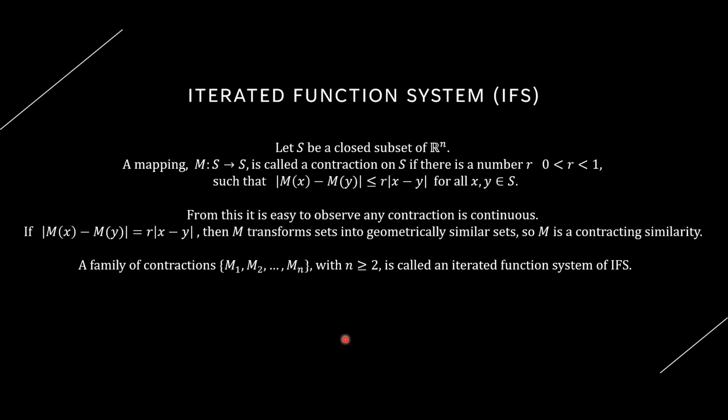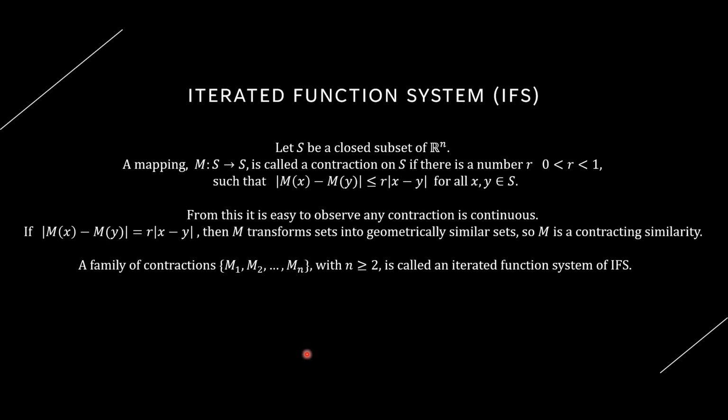A mapping M that takes S to S is called a contraction on S if there is a number R between 0 and 1 such that, applying that mapping to X and Y, the distance between the images is less than or equal to the ratio times the original distance. And this is the traditional distance that we're used to seeing, which is one reason why using Rn makes sense here, so that we can speak about that distance.